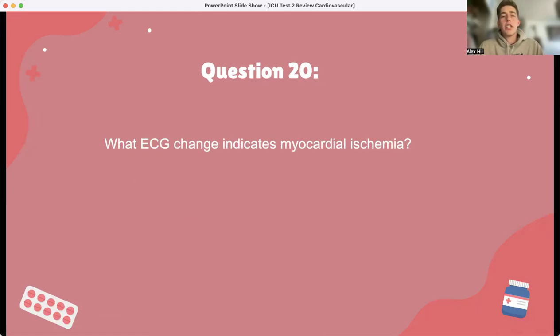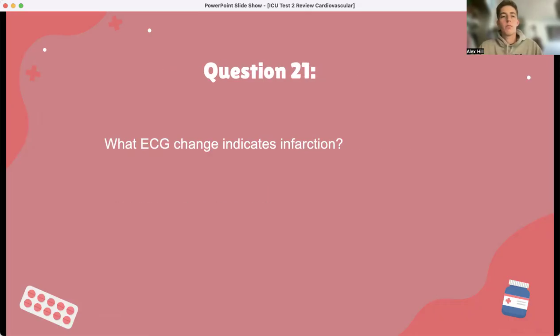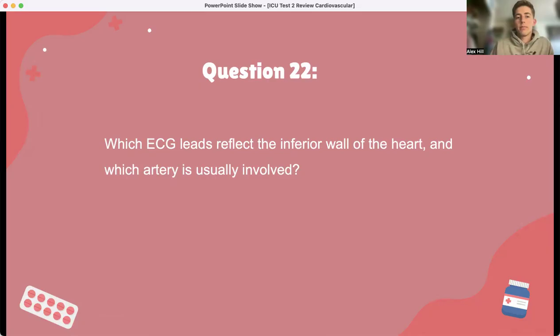What ECG change indicates myocardial ischemia? So not injury or infarct. Ischemia is going to be these inverted T waves. What ECG change indicates infarction? Okay. The significant Q wave, at least a third of the height of the total QRS.